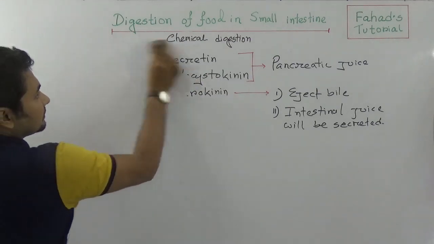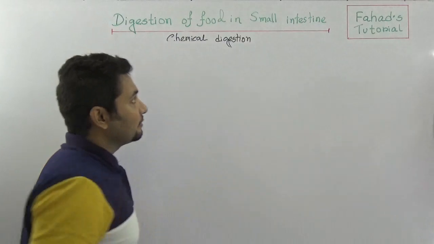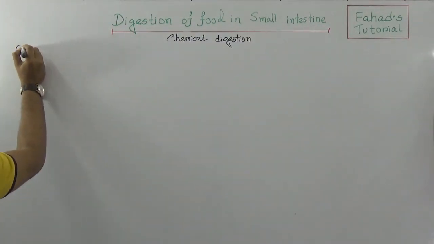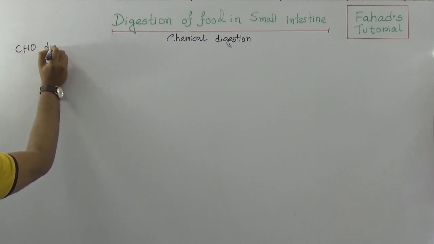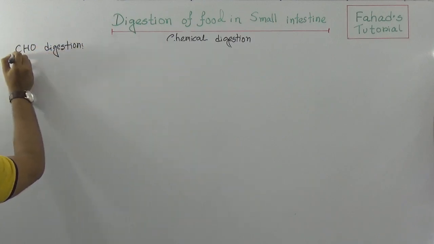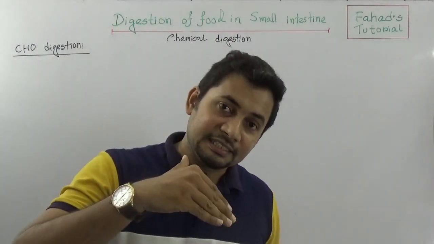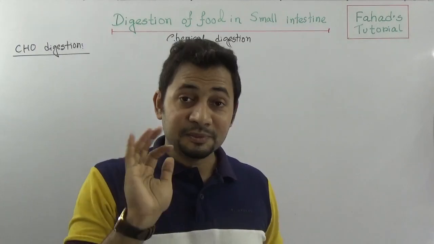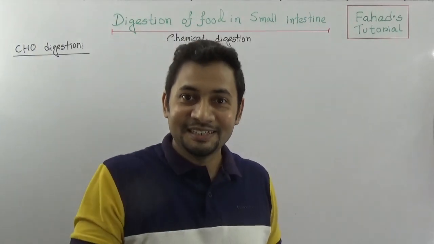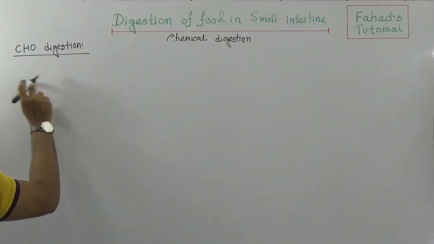Okay, so think clearly and closely about what is happening in case of carbohydrate (CHO) digestion. I hope you know that the pancreatic enzymes have already arrived, because the secretin and cholecystokinin hormones increase the activity. So in carbohydrate digestion, what's going on?